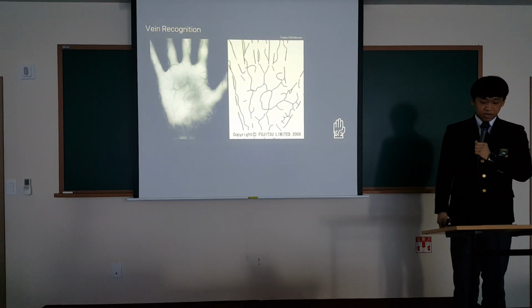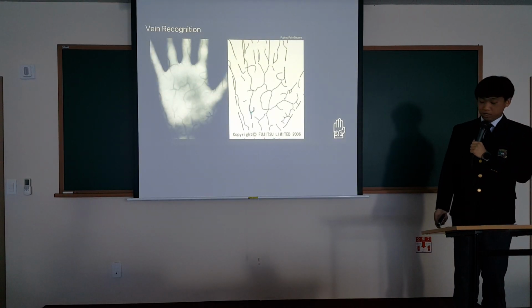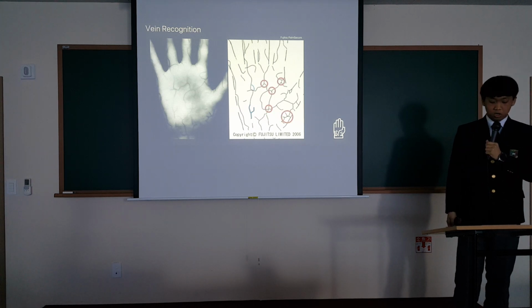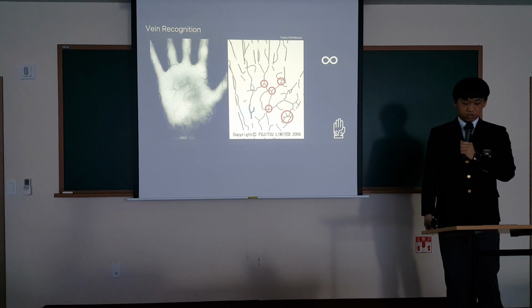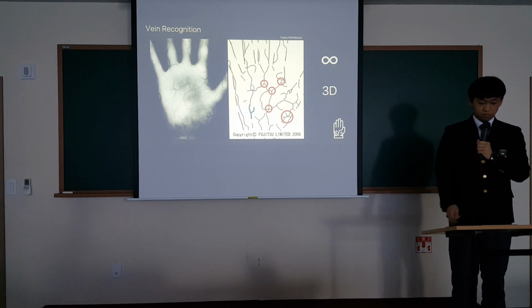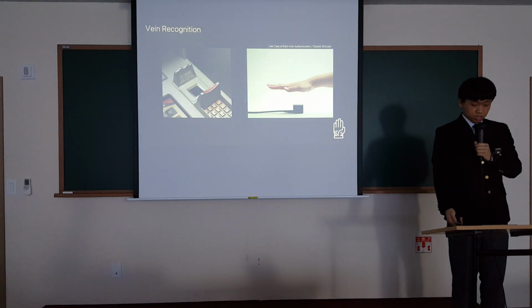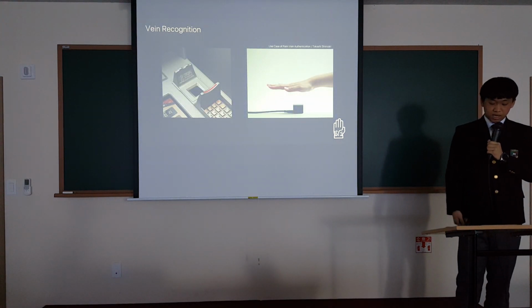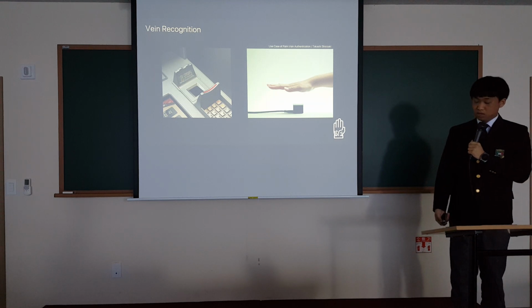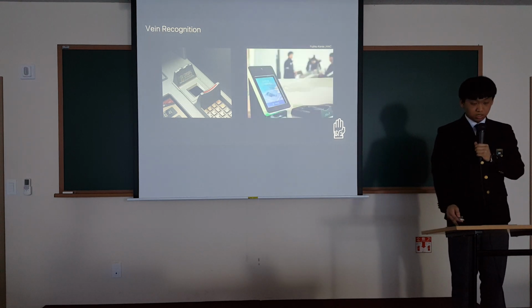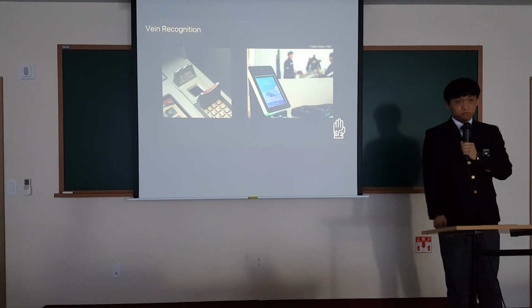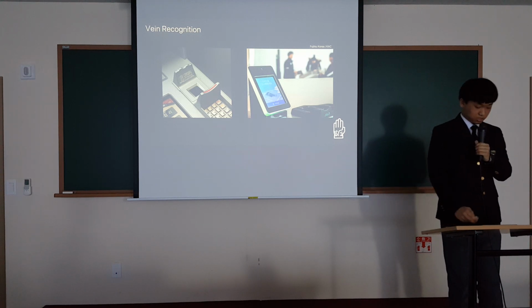The combination of patterns such as branches, angles, and split points is virtually infinite, and it has a three-dimensional structure. This feature makes it impossible to replicate. So vein recognition is considered safe and secure and has high reliability. But the vein scanning module has not yet been miniaturized. Currently, vein recognition is only used in limited locations like ATMs and airport immigration gates.